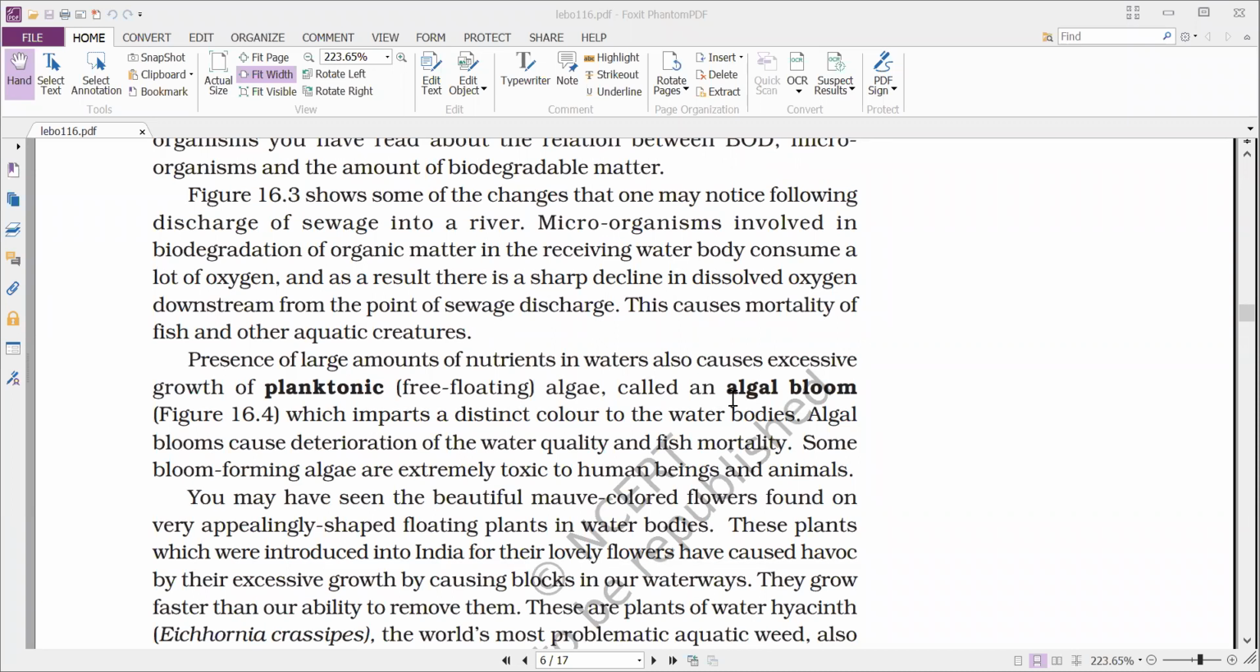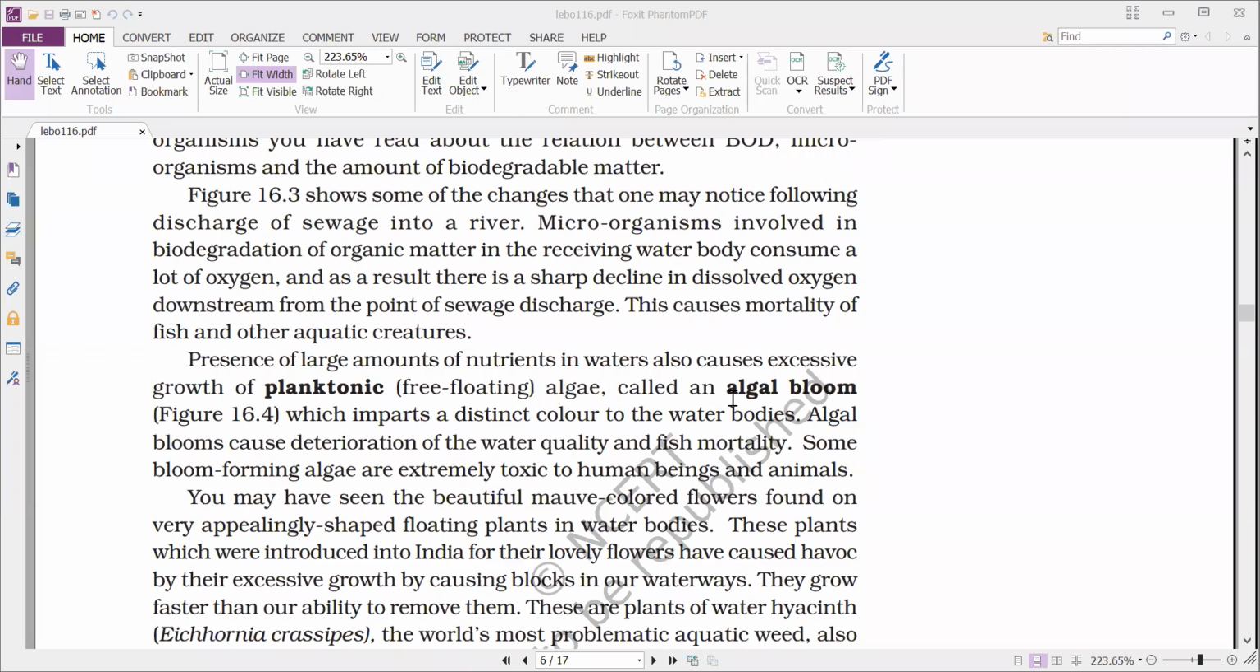And these algal blooms will further deteriorate the water condition, causing higher water pollution. Because of the algal bloom, which imparts a distinct color to the water bodies. And next, algal blooms cause deterioration of the water quality and fish mortality.